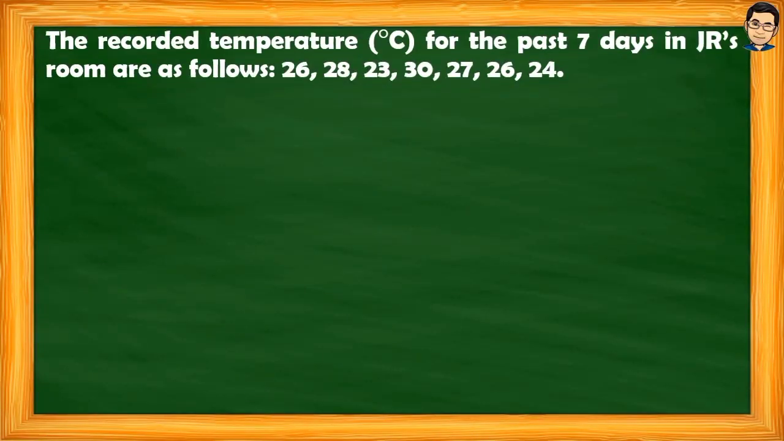So, the recorded temperature in degrees Celsius for the past 7 days in JR's room are as follows. So, ayan yung recorded temperature. Kung gaano kainit or kalamig dun sa kwarto ni JR for the past 7 days. So, ayan yung mga temperature: 26, 28, 23, 30, 27, 26, 24. So, A, calculate the mean.